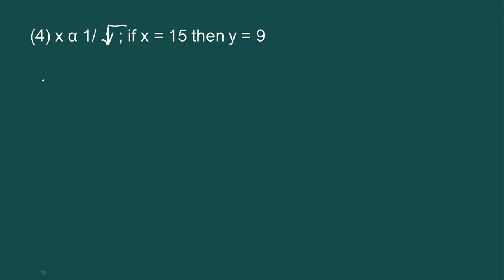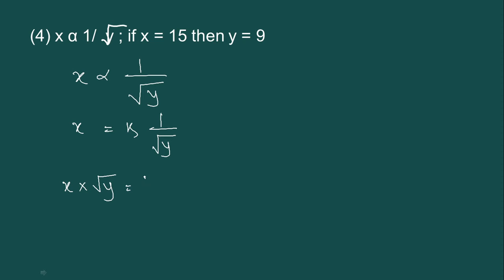Then let's see the fourth one. What it is? X is inversely proportional to 1 upon root y. So what it will be? X is equals to k into 1 upon root y. Multiply this, x into root y will be equal to k. Insert the values. X is 15, y is 9, root 9 equal to k. Children, root 9 is what? Root 9 is 3, equals to k. So k will be what?